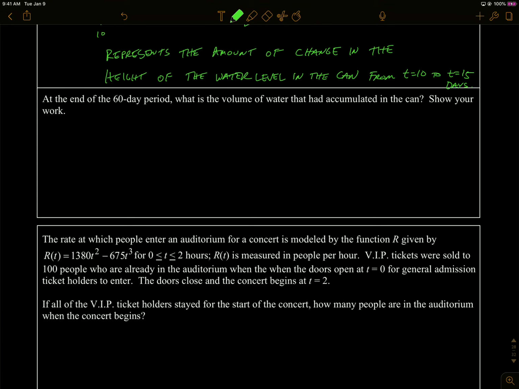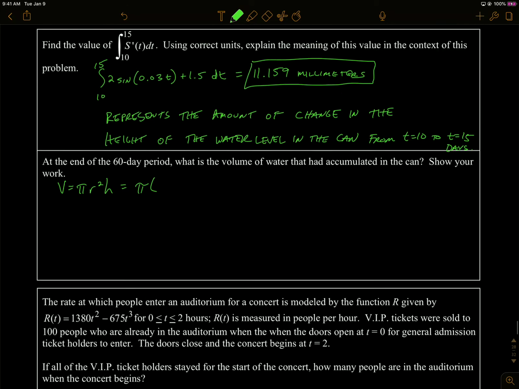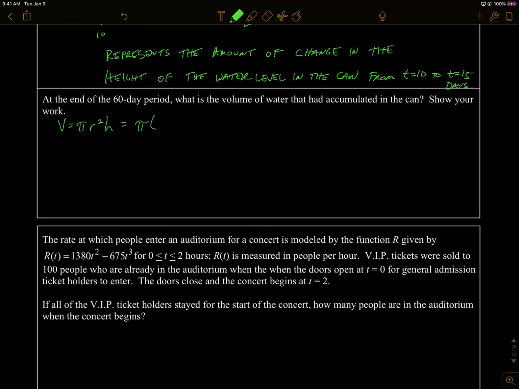At the end of the 60-day period, what is the volume of water that had accumulated in the can? Show your work. So this one, we want to know the volume of water. So first we need the height of the water. This one is a little bit of extra work. We've got volume equals pi r squared h. We know that the radius of the can was 10 millimeters. We just need to find h. So that's where we can use integration here, our accumulation function.